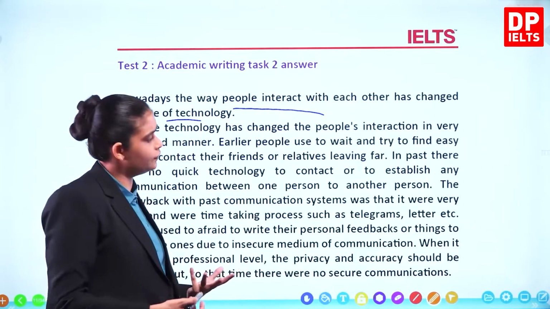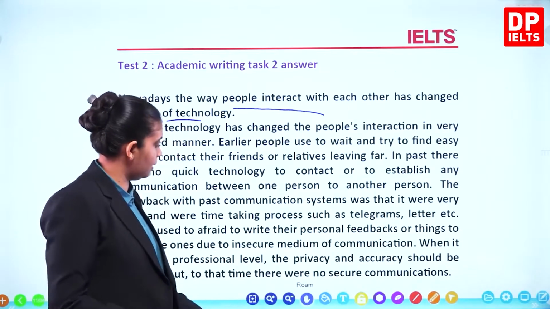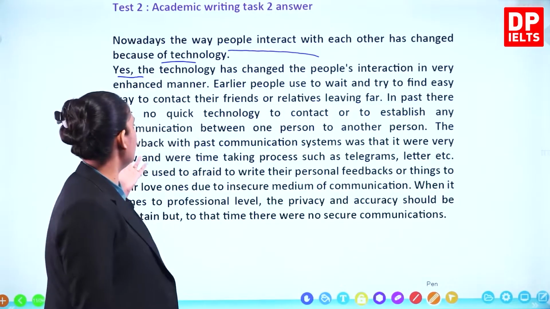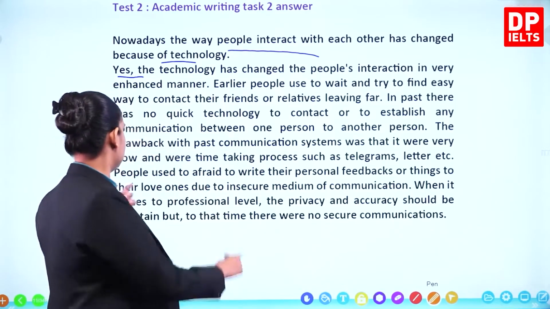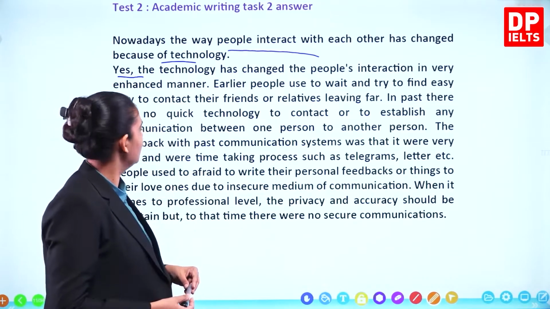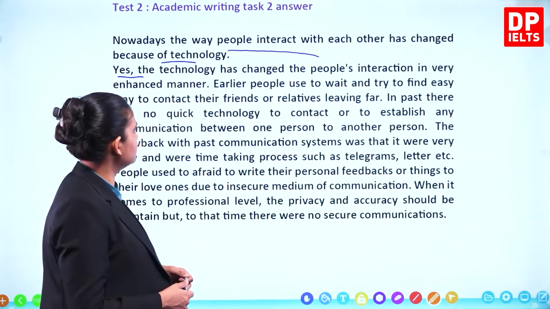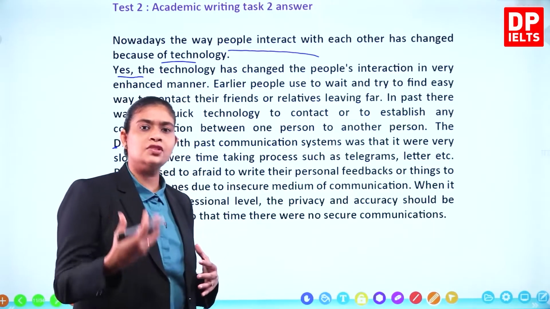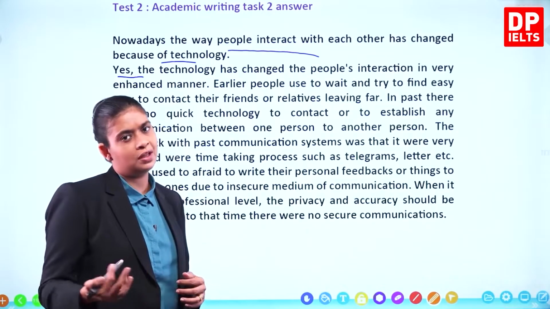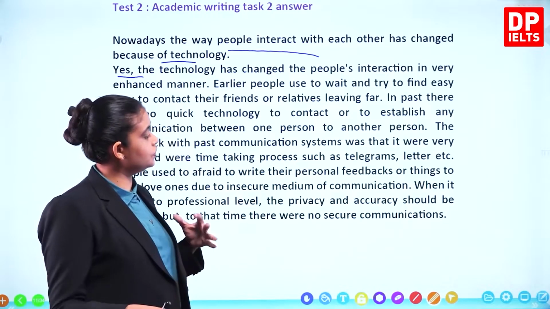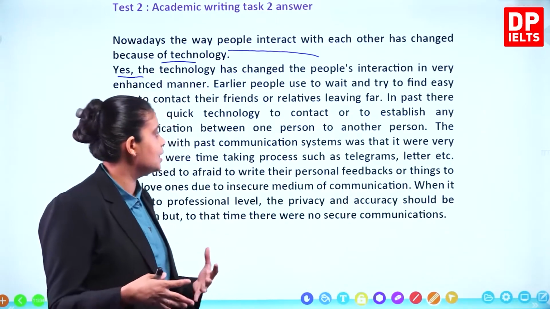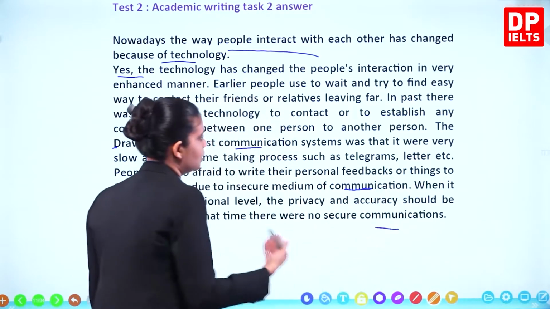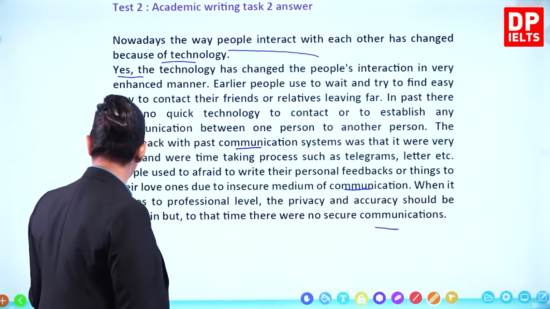And if you read it carefully, you can see that there are some grammar errors, right? And then there are some punctuation errors. "The drawback with past communication systems was that it were very slow and were time-taking process." So this needs to be simple, little things like that. But what I see is the student does have some points written through, but grammar needs to improve. The student does have a certain level of lexis, but tends to keep on repeating, like communication, communication, communications. So the same word is repeating, repetitive use of language.